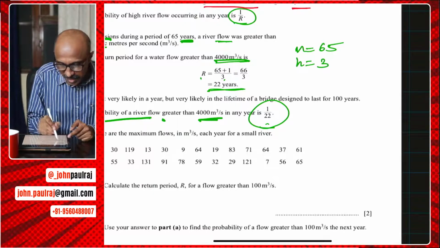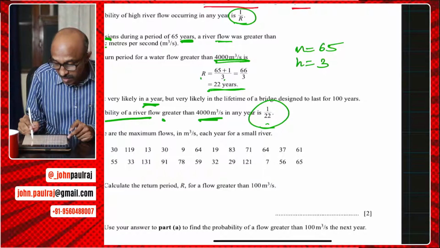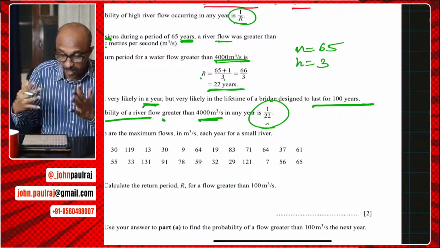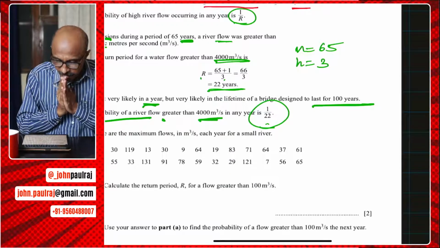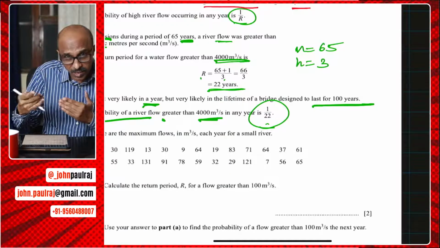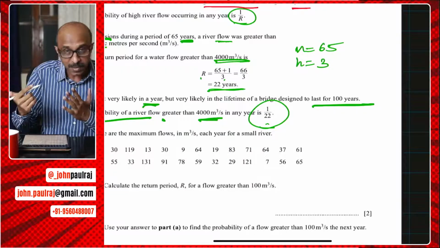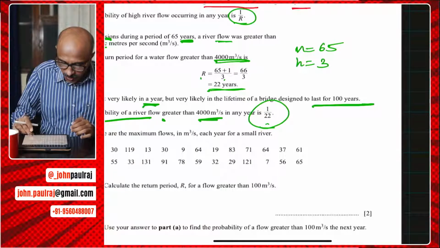They said that this is not very likely in a year, but very likely in the lifetime of a bridge. Most bridges are constructed to last for 100 years, or more, right? So it is very unlikely to happen in a year when you say 1 over 22, but for the lifespan of a bridge, that might be an interesting number. So let's look at the question.